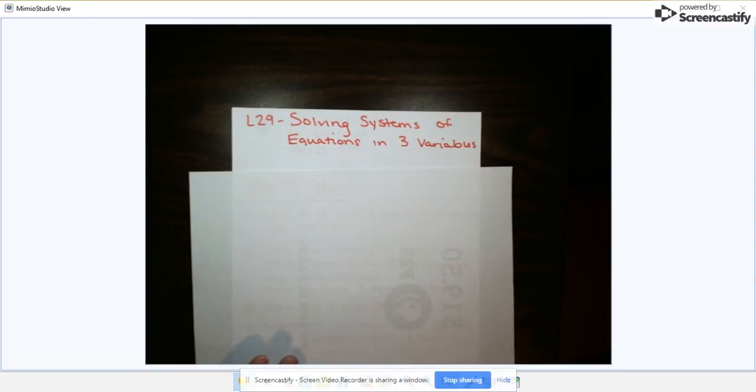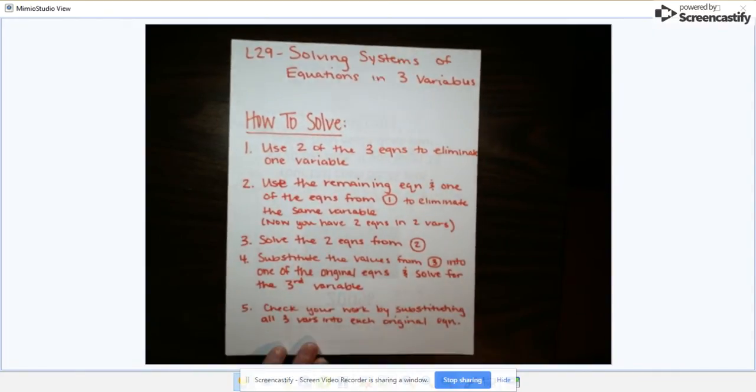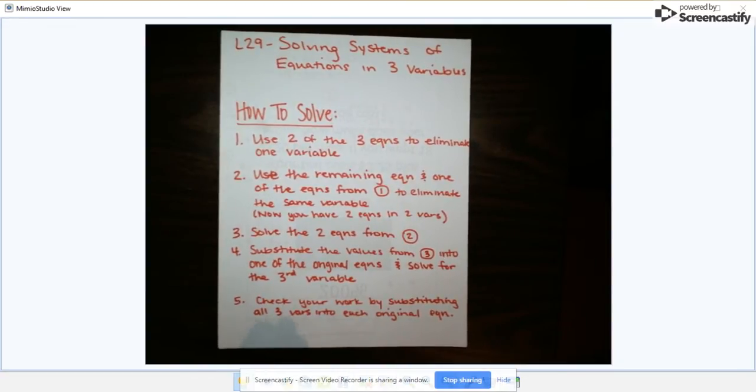Hello guys, today we're going to look at solving a system that has three equations, so there will be three variables. So here I listed off just some steps that will help us solve. So the first step is we're going to take two of our three equations and eliminate a variable.